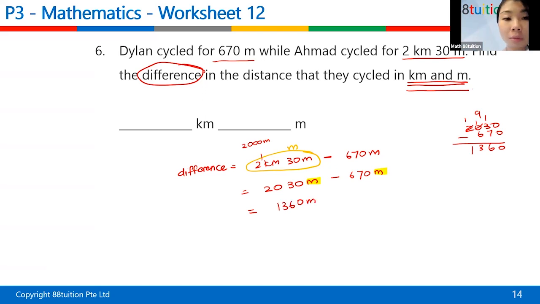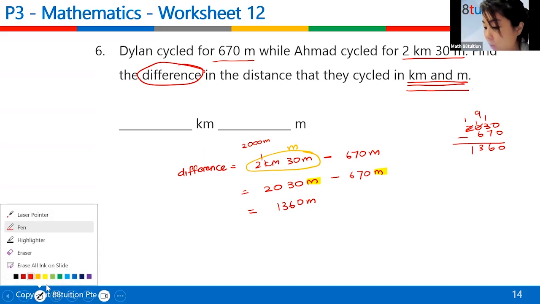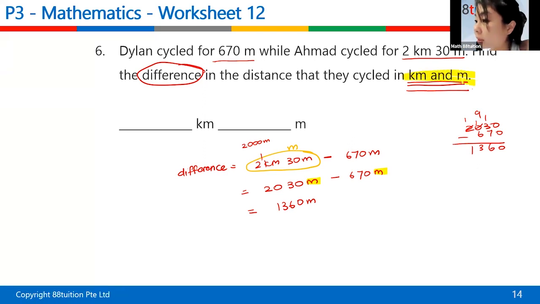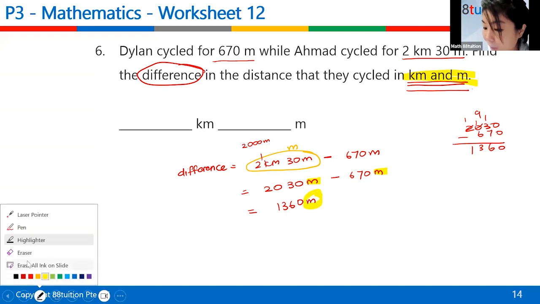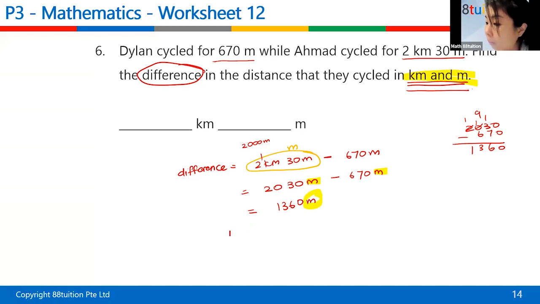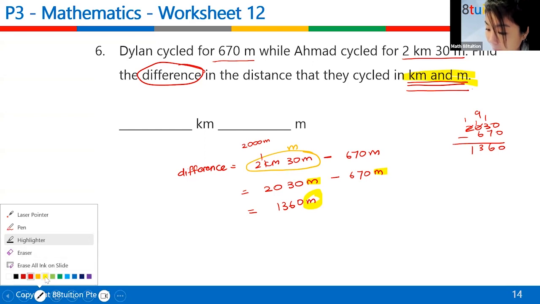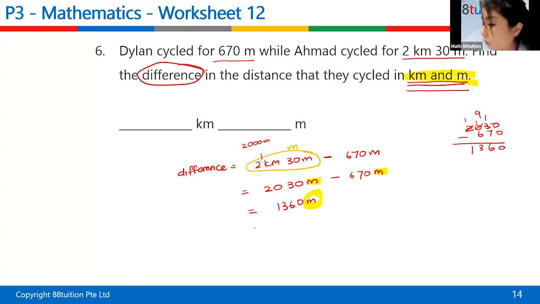Do I stop here? What do you all think? Very good. You should have noticed this. My answer is only in meters. I need to convert it one more time back into kilometers and meters. So 1,360 meters. I will keep this as it is. 1,000 meters. If you recall, 1,000 meters is 1 km. So this is my answer. Okay?